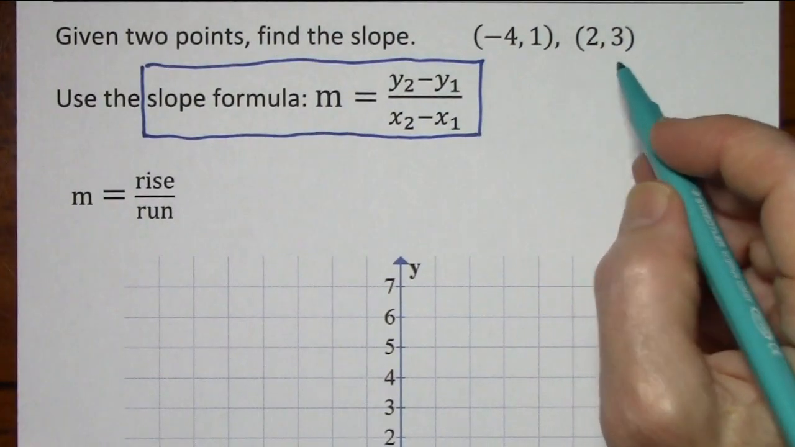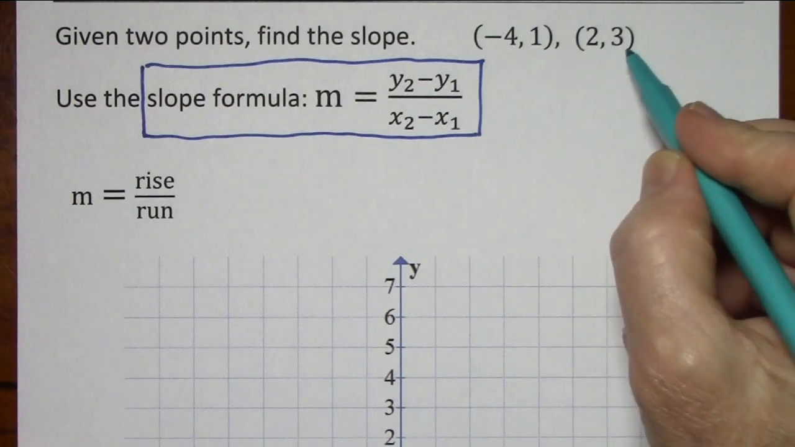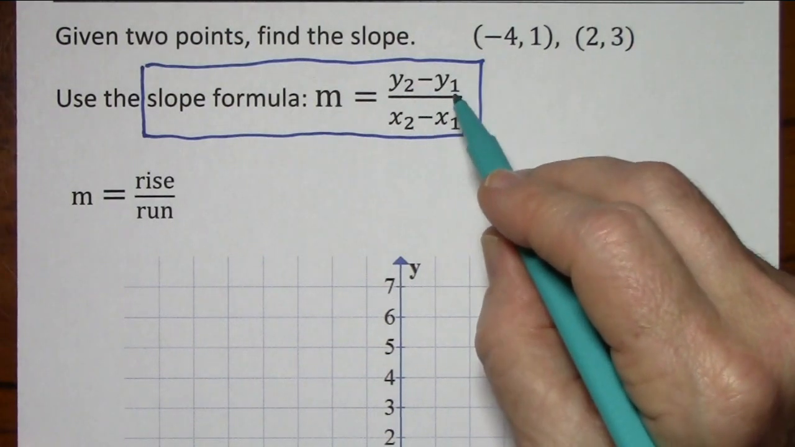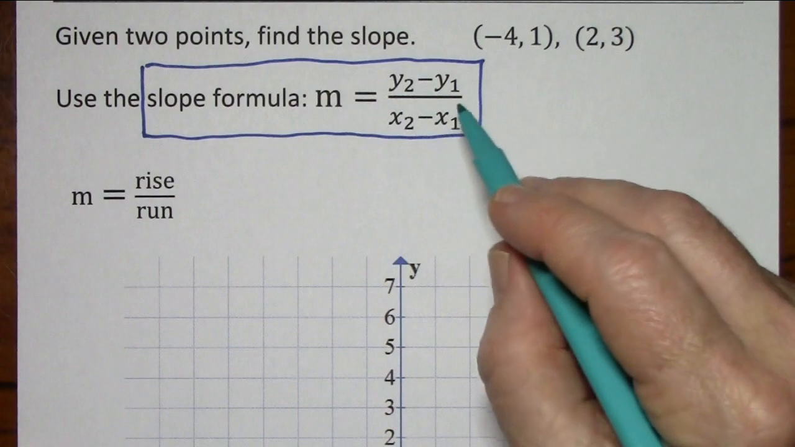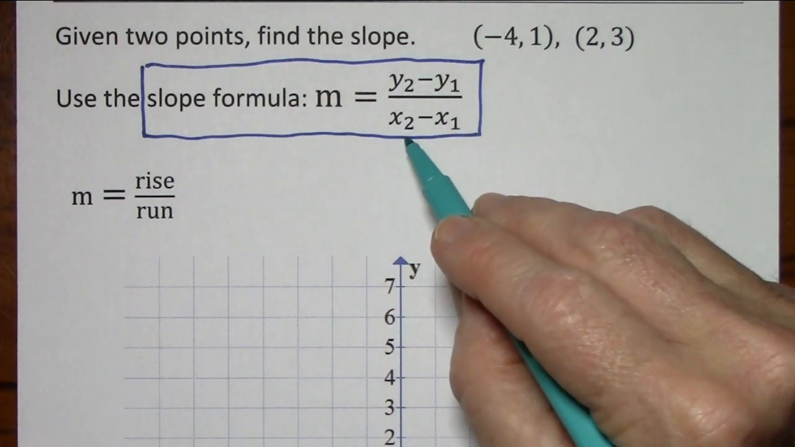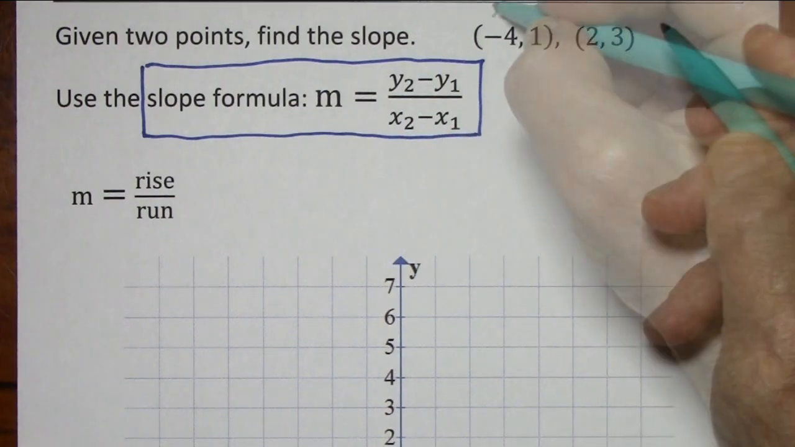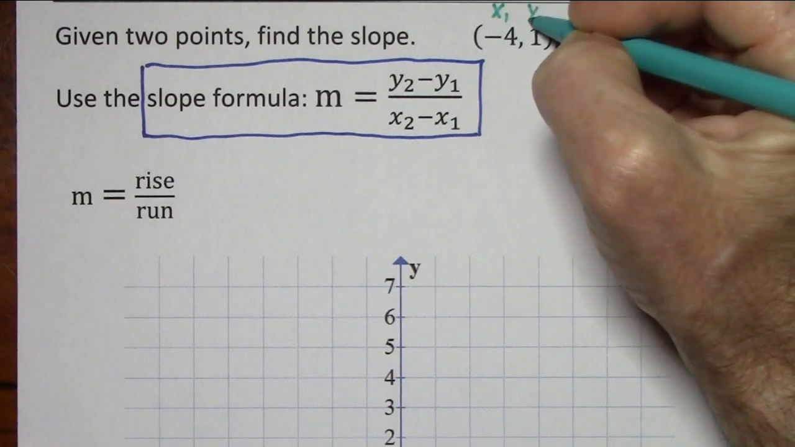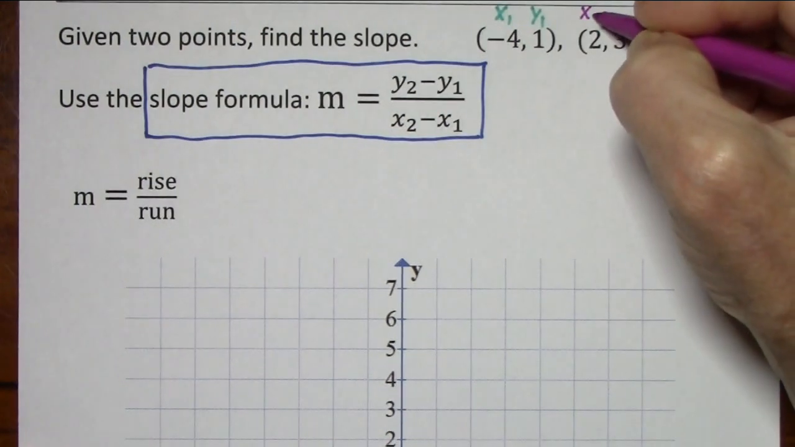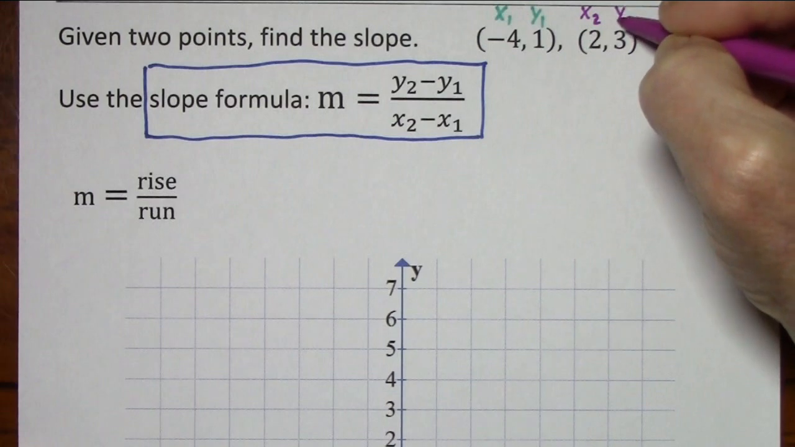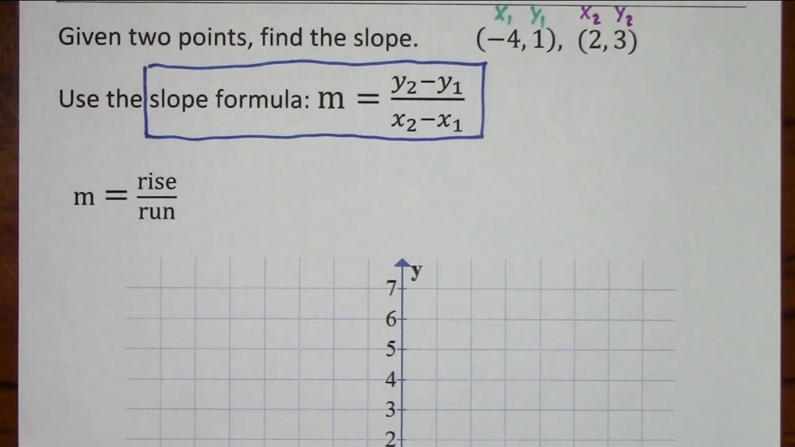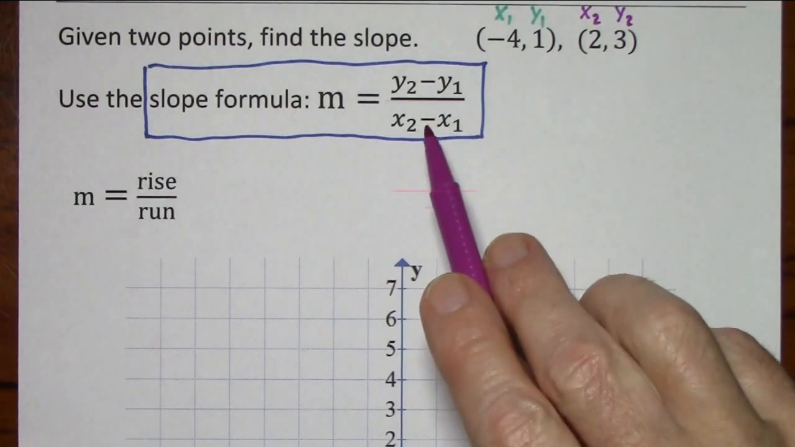These are 2 ordered pairs. It's always xy, xy. But here they're using y sub 1, y sub 2, x sub 1, x sub 2. So I'm going to label these. X sub 1 and y sub 1, x sub 2 and y sub 2. That way I can keep them straight in my formula.